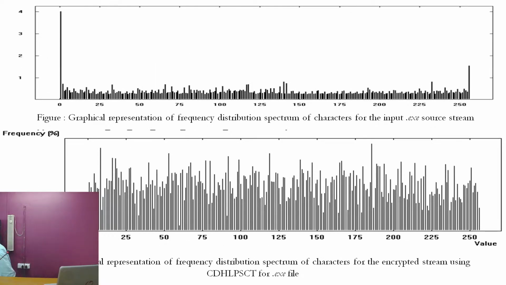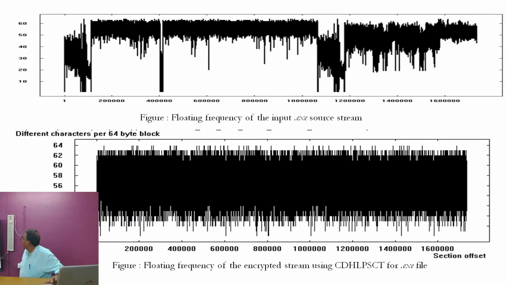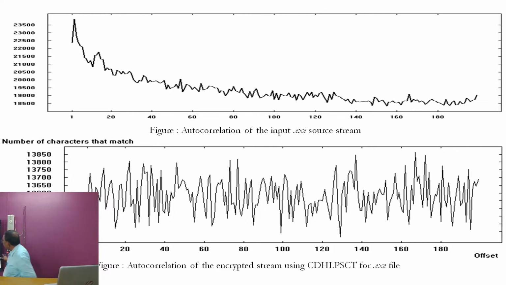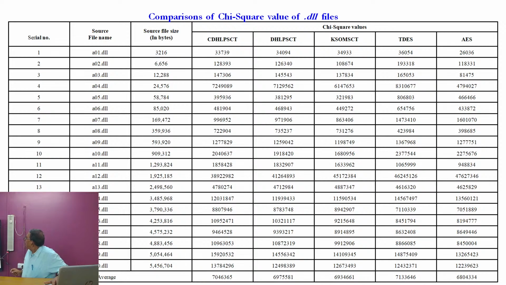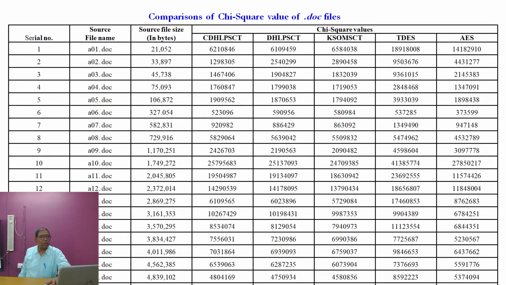Again the same thing for the frequency distribution, and you see that this is your floating frequency, but see the floating frequency. It's improved a lot, and autocorrelation also you see improved a lot, and the complete range is identical. But here you see we have the curve of this time. And also chi-square values, you see AES, PDS, SOM, DH, LP, and this is chaos. You see, when we are using the chaos, almost identical results we are getting for all types of files.